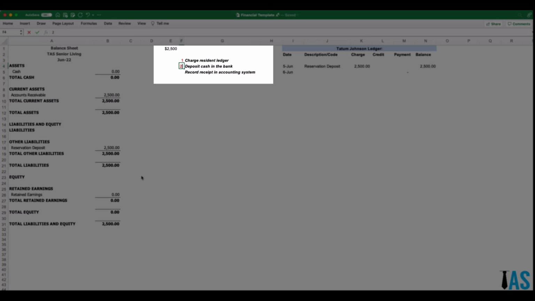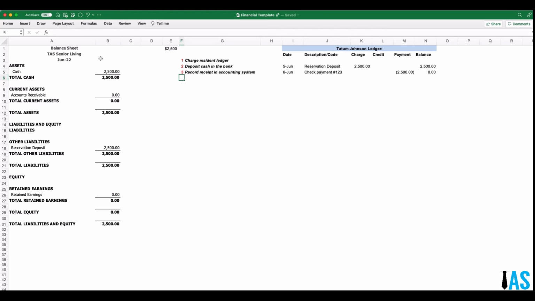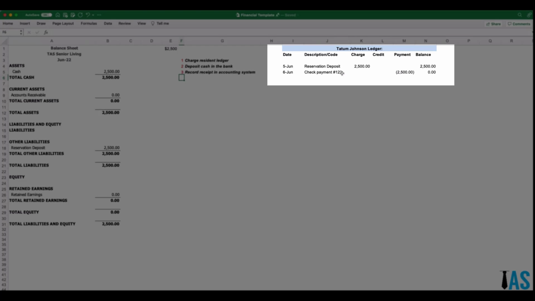The next step will be to deposit that cash into the bank. In this scenario, that is going to be a third step, because when we put cash in the bank, the next step will be to notify the accounting system and the ledger that the payment was made. So once we do that third step, now we see that the cash increases. We see the accounts receivable goes away because we've been paid. And again, that payment is being hit on the ledger. Now it's a ledger of zero.